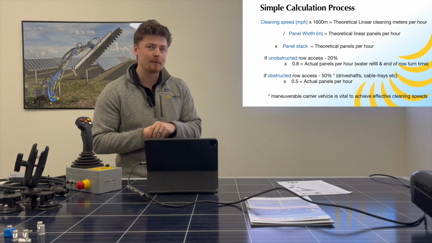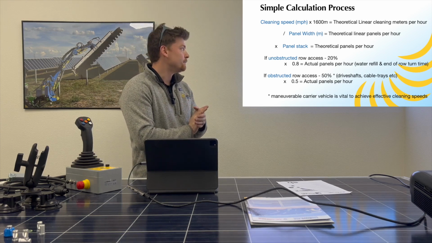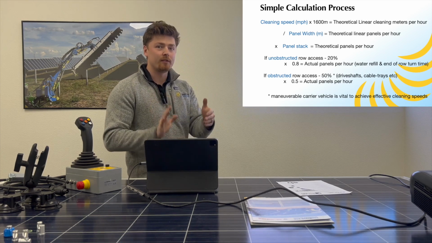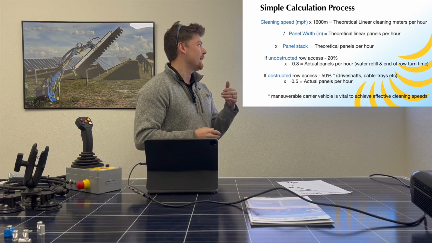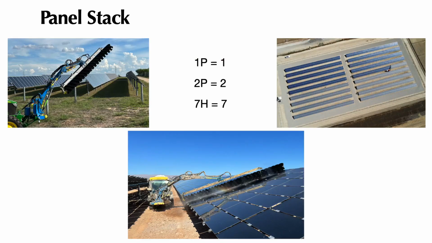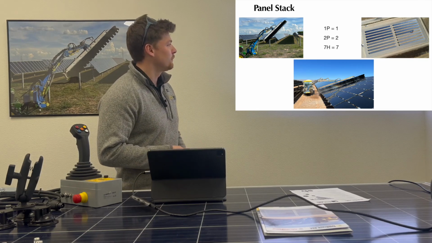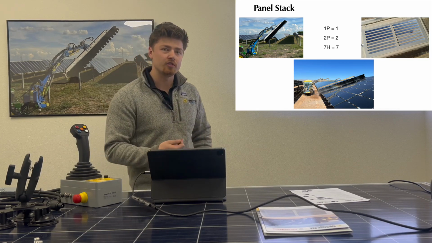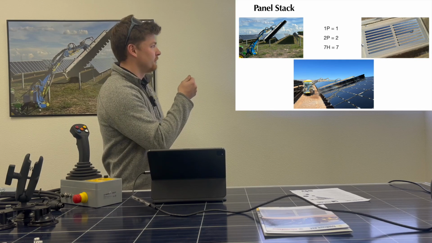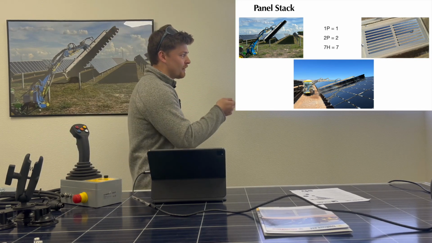Now, often panels are 1 meter, which makes it pretty easy, but they're not all. So we divide the linear distance by the width of the panel, which will give us how many panels we would theoretically pass in that hour. The factor that actually makes the biggest difference, rather than the cleaning speed, is the panel stack. That is, how many panels are we cleaning at the same time when we're going along. Of course, our forward speed doesn't change, but if the panel stack is 1, you're cleaning 1 panel at a time, whereas if it's 2, you're cleaning 2 panels at a time, or 7 at a time.